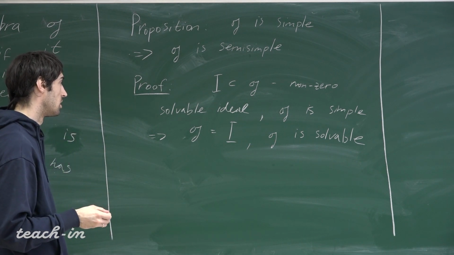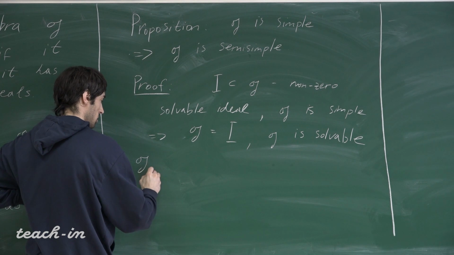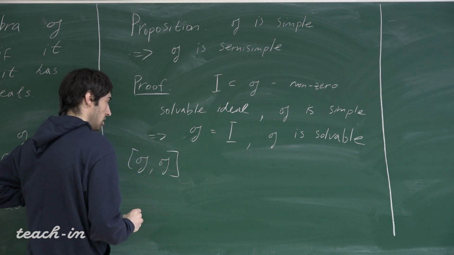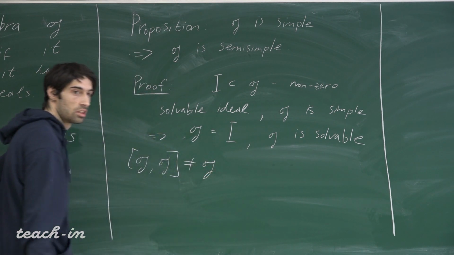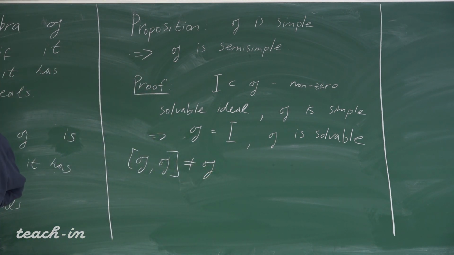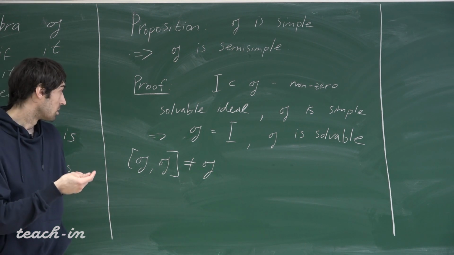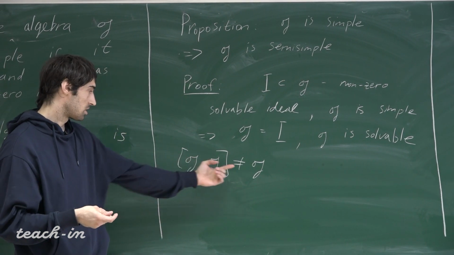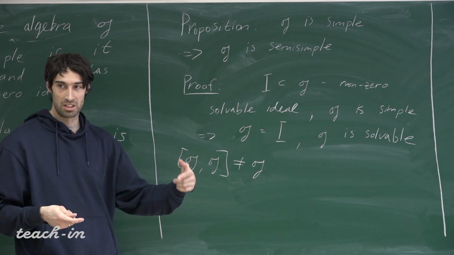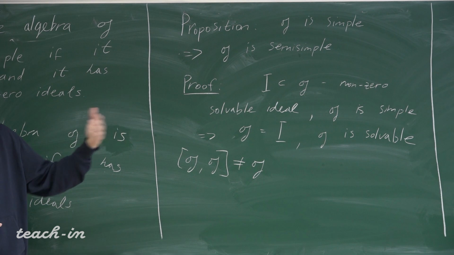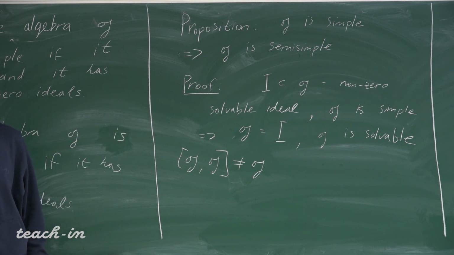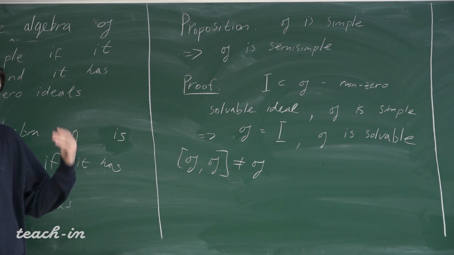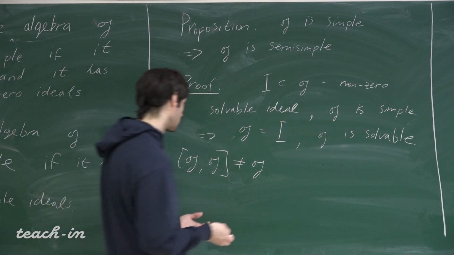In particular, it means that if I take a commutant, it should not equal to G, right? Otherwise, the commutant, let me remind you, is the first element in the derived series, right? And if it coincides with G, then I again take the commutant, and the derived series will never go to zero. It stabilizes at the first step at G, right? So therefore, we have this.